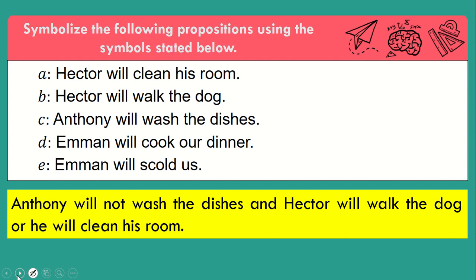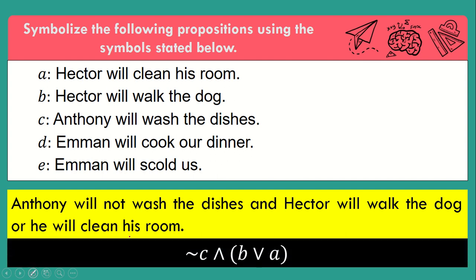For instance, Anthony will not wash the dishes and Hector will walk the dog or he will clean his room. For this, we have the negation of C, Anthony will not wash the dishes. And we have the word and, so as you can see, we put the inverted V. Then look at this, we have different connectives here. In this part, Hector will walk the dog or he will clean his room.